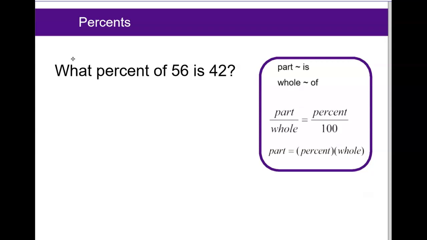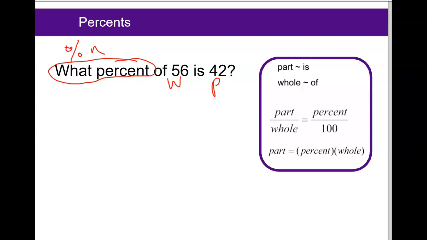Okay, here's one for you to do on your own. Let's identify the part and the percent and the whole. So it says what percent. So that's my variable. My percent is going to be my variable, what I don't know. Of 56, that keyword "of" is pointing us to the whole. 56 is the whole, and then "is 42," right? What percent of 56 is 42? 42 is the part. Again, that keyword "is" is pointing us to the part.